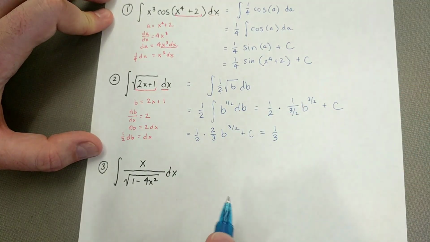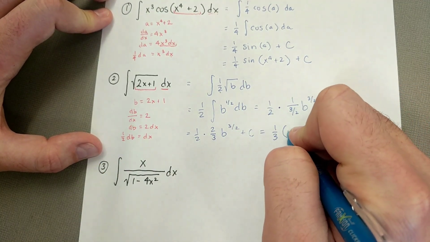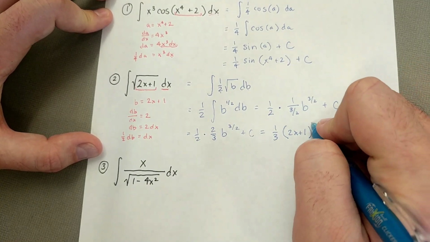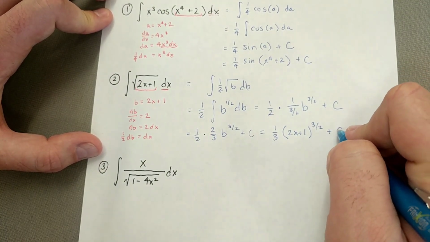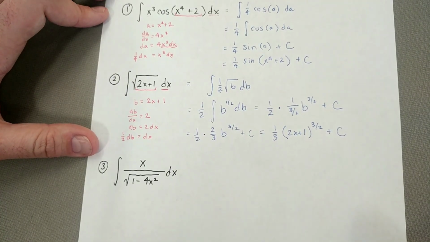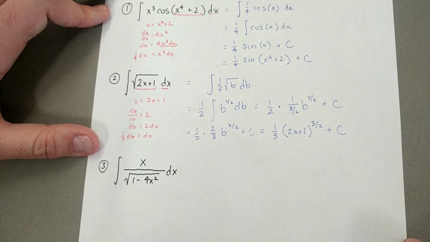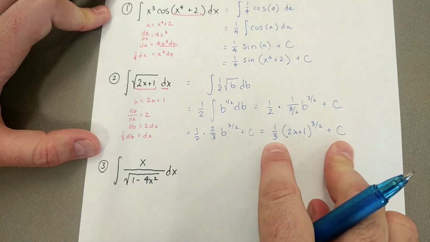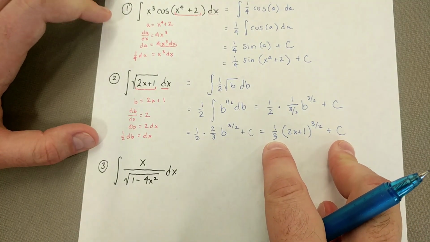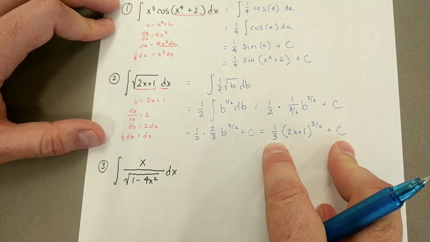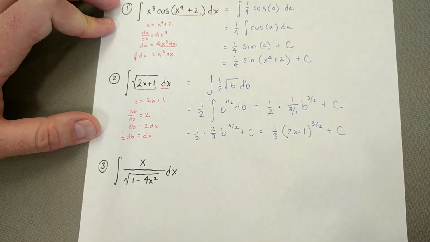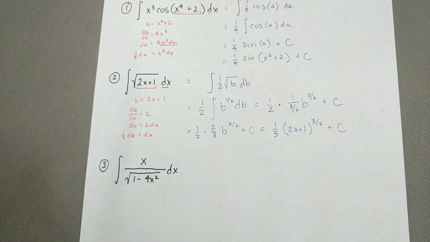And now I'll go ahead and bring back in what the b is. So that is 2x plus 1 to the 3/2 plus a constant. And there you have it. And again, you can take the derivative of this, use the chain rule, and see that you get this thing right here. Okay. Next one.